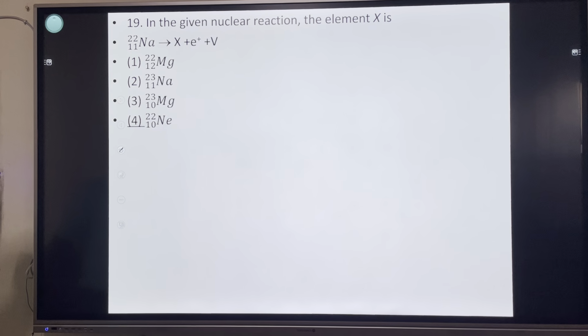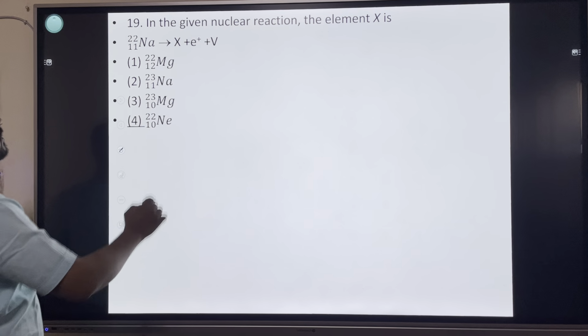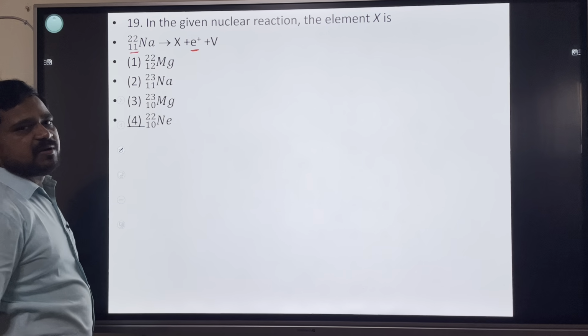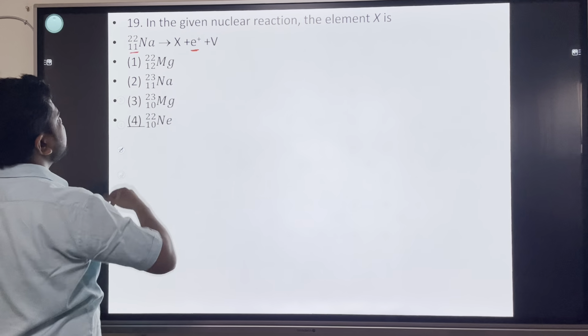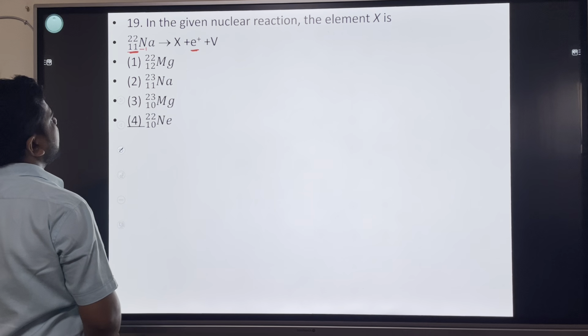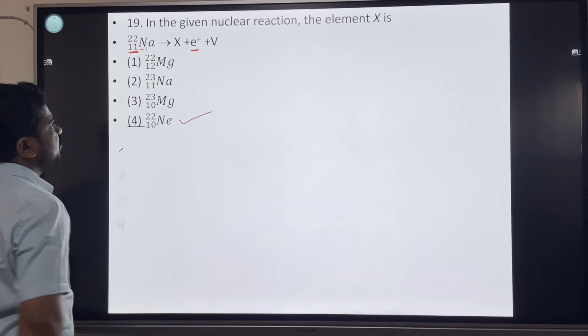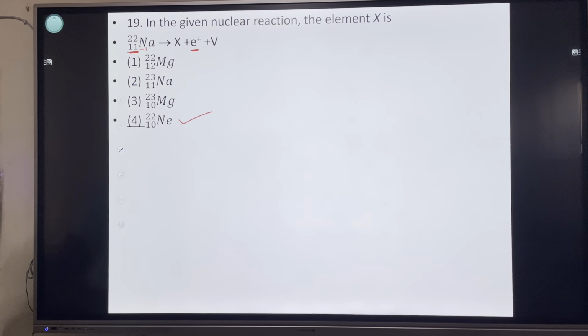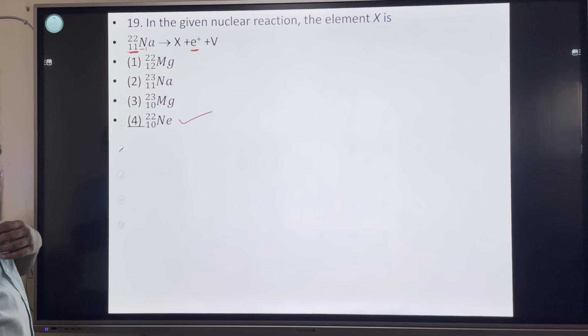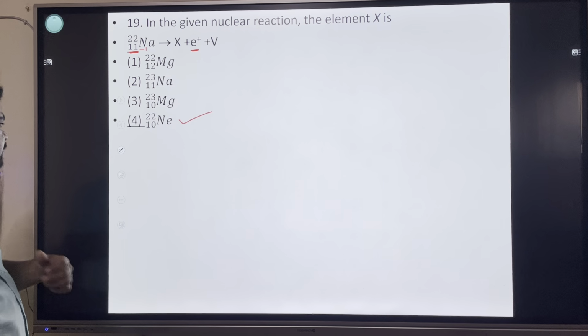In the given nuclear reaction, element X, positron is removed. Positron removed, atomic number decreases by 1, no change in mass. Atomic number decreases by 1, no change in mass. Minus 1 करो, 10 आएगा. Neon का है? Neon, 10, 22. Atomic number decreases by 1, positron exit हुआ, positron remove हुआ.